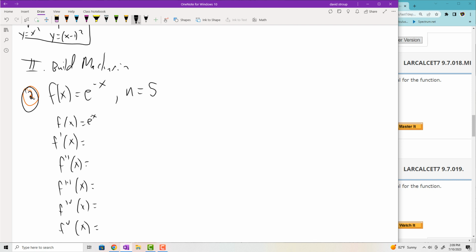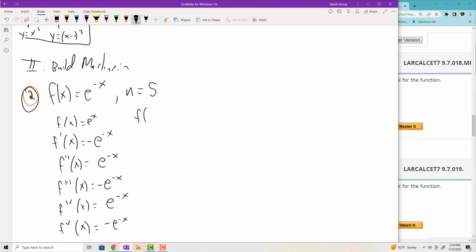So the first derivative is e to the negative x times, from the chain rule, the derivative of negative x, which is negative 1. And the second derivative, e to the negative x was already negative, but if you multiply it by another negative because of the chain rule, now it's going to become positive. And then you'll see this alternating effect in the derivatives.